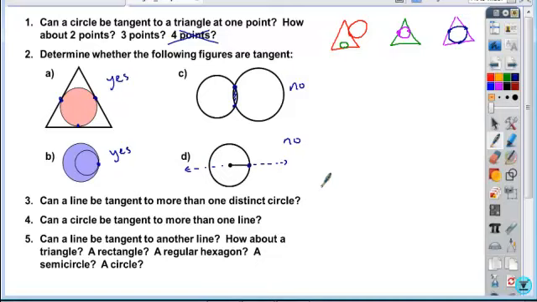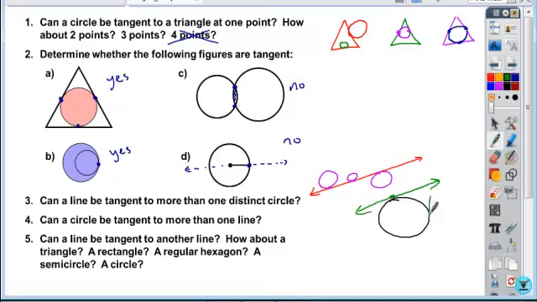Can a line be tangent to more than one distinct circle? Can you draw a line that's tangent to more than one circle? Yes. In fact, you can include an infinite number of circles that are tangent to that same line. Can a circle be tangent to more than one line? If we take a circle, can we draw more than one tangent to this? Yes. You could draw an infinite number of tangents along this circle. So that's yes for both of these.